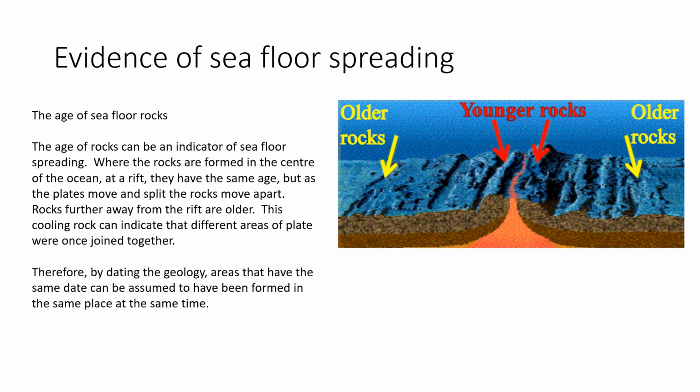We can see that again with the age of the rocks. So where they are formed together at the centre in that Rift Valley region, they have the same age. They are created at the same time. And if we date the rocks moving outwards in opposite directions away from the Rift Valley, we find that the dates match. So those older rocks must have been formed at the same time. Therefore, they must have been formed together and moved apart since.